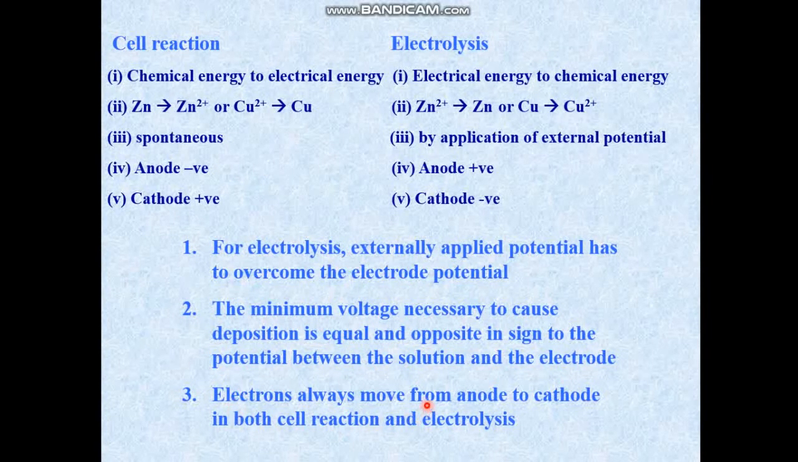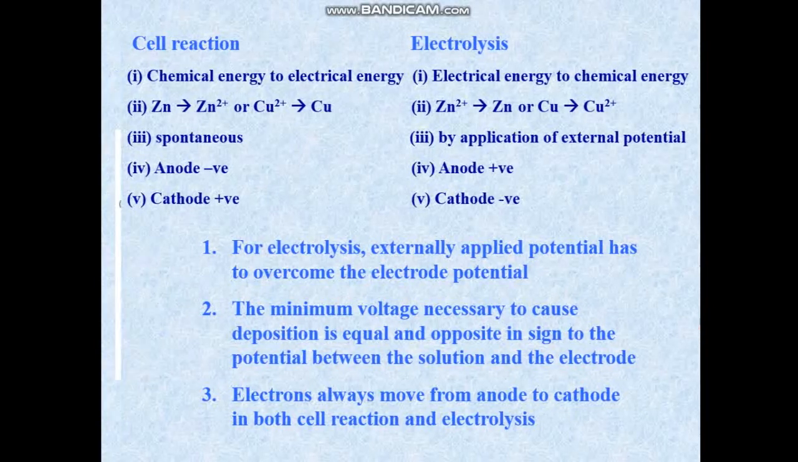And here the common thing among these two is electrons always move from anode to cathode in both cell reaction and electrolysis. Now both the reactions, when combined together, give the complete cell reaction. These two reactions are actually redox reactions.